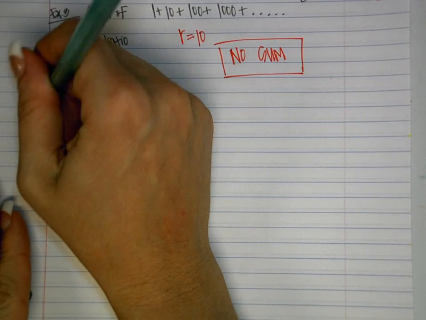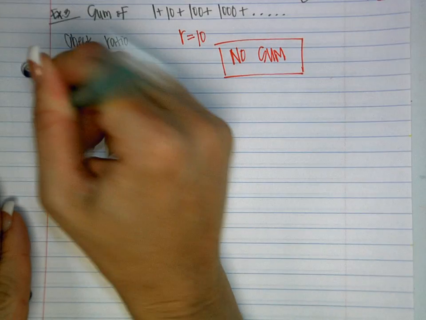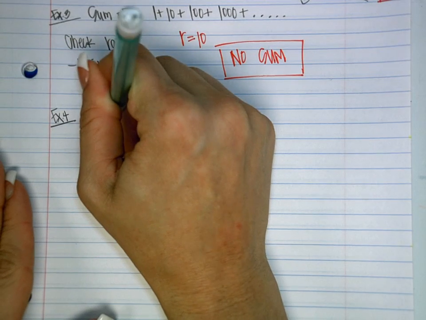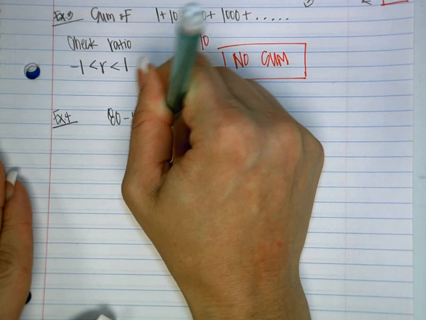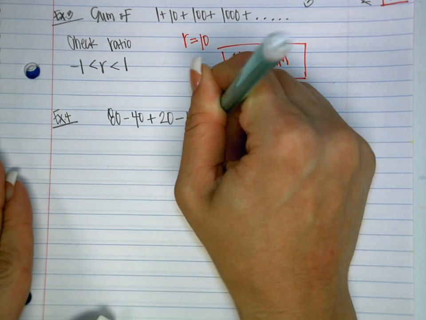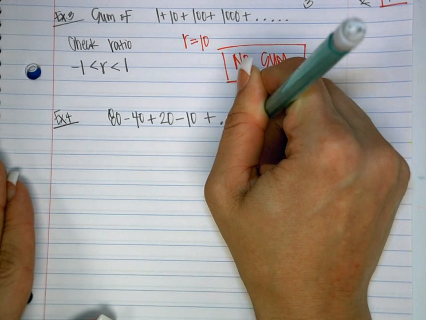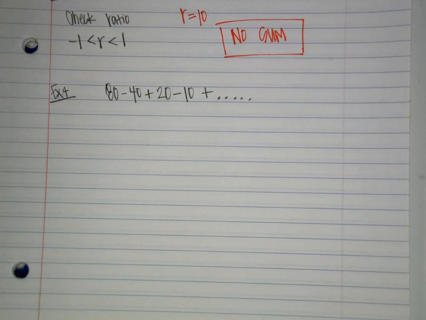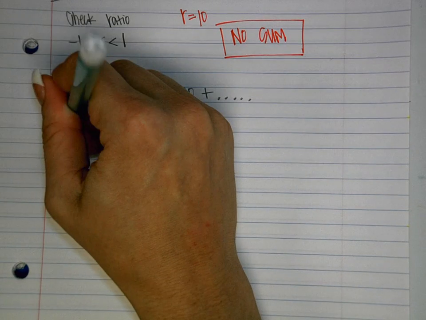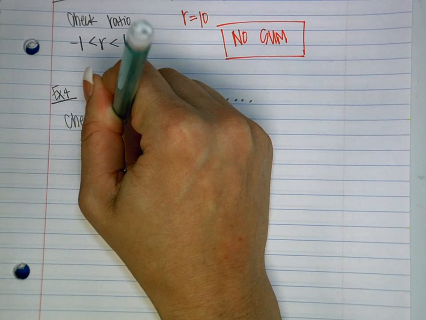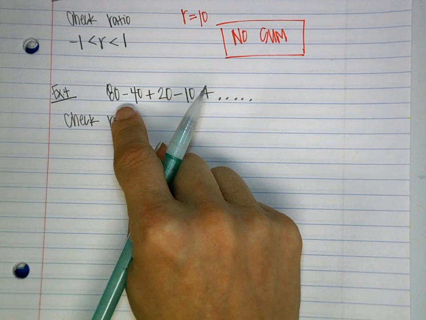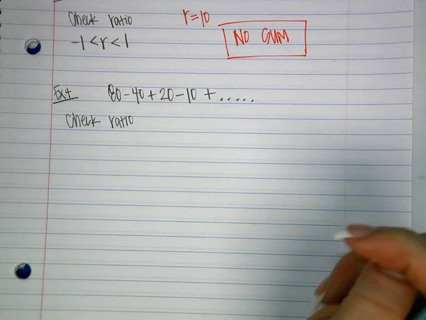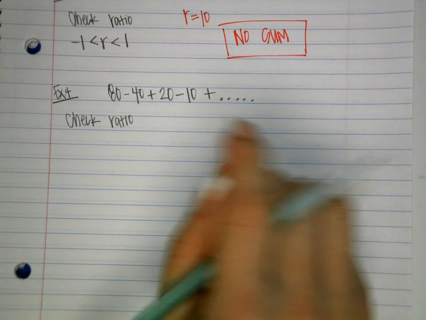Okay? Try another one. Number 4: 80 minus 40 plus 20 minus 10 plus, keep going. Always, first thing you want to do, check your ratio. Do you think it's okay that these go minus plus minus plus? I don't know. First, you have to check your ratio.